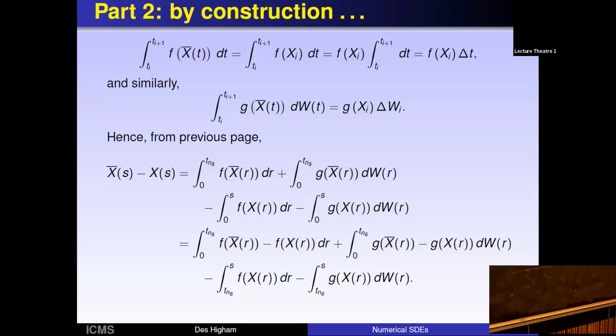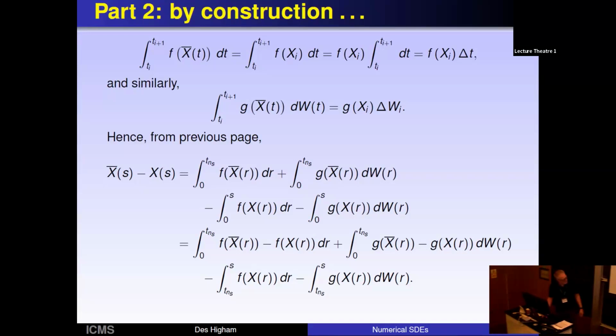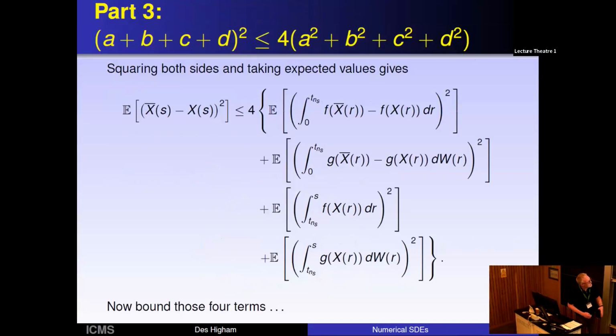Okay, so we have these 4 integrals, and this is a classic trick in analysis. We want to look at the squares of the error. If you have 4 things added together and squared, turns out you can bound that by 4 times the individual squares. Probably isn't too surprising. The fact that it's 4 doesn't really matter for us. It's just going to be a constant. That turns out to be the best constant.